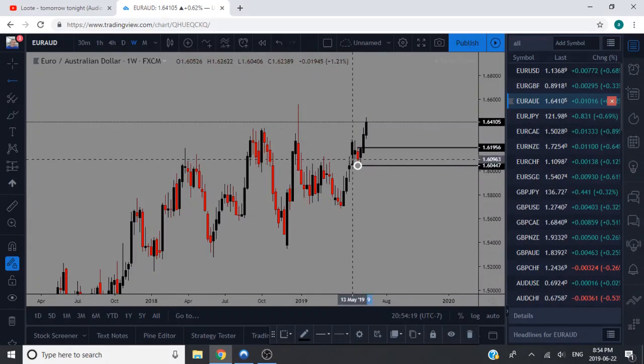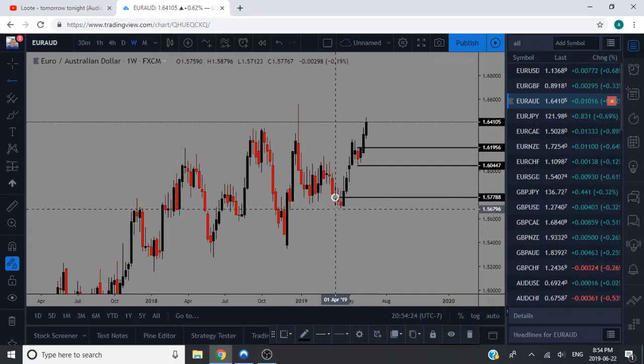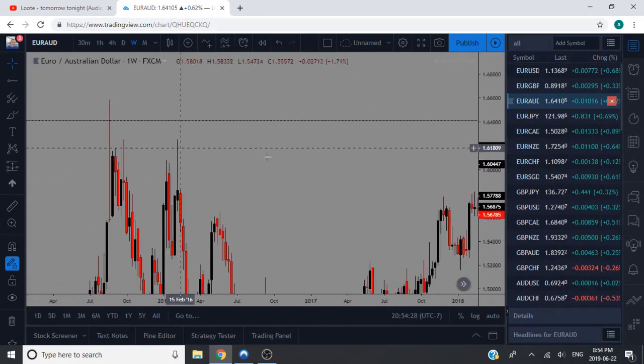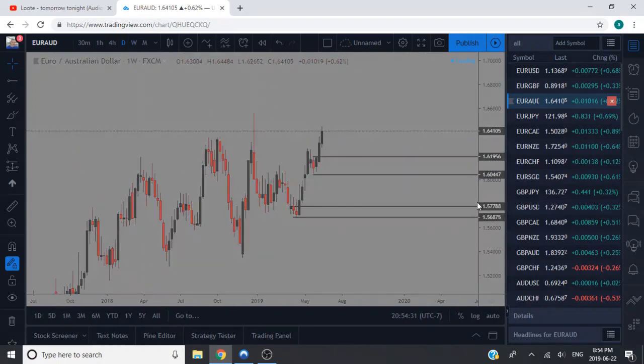Okay, Euro Aussie weekly chart. Looks like we got this demand right here, and we got demand down there. As for supply, I'm not really worried about it. We don't have any supply till way above us. So let's go to the daily.